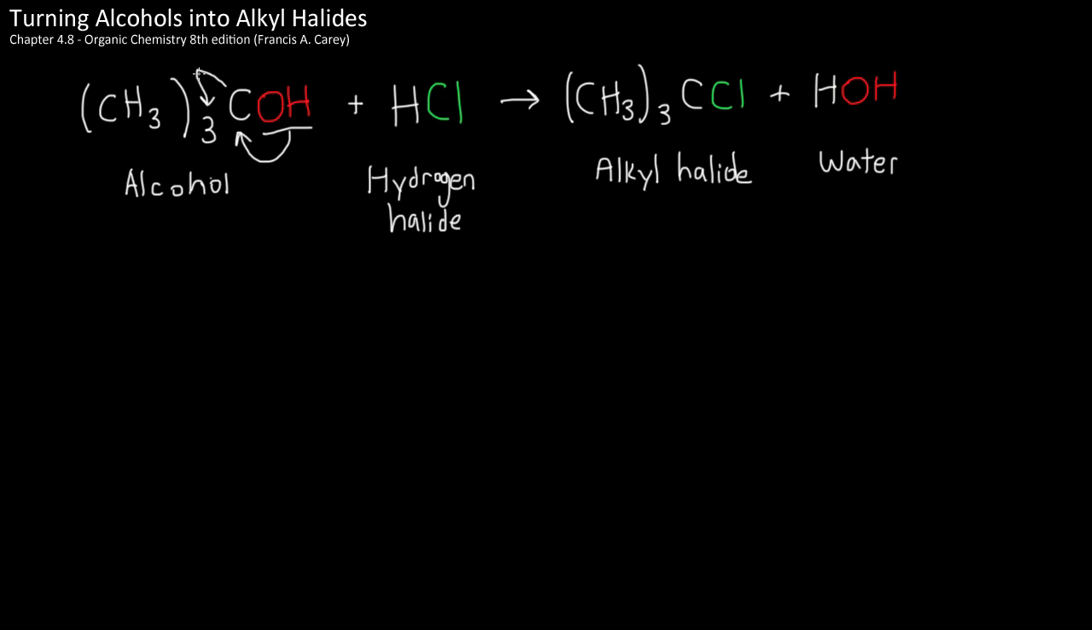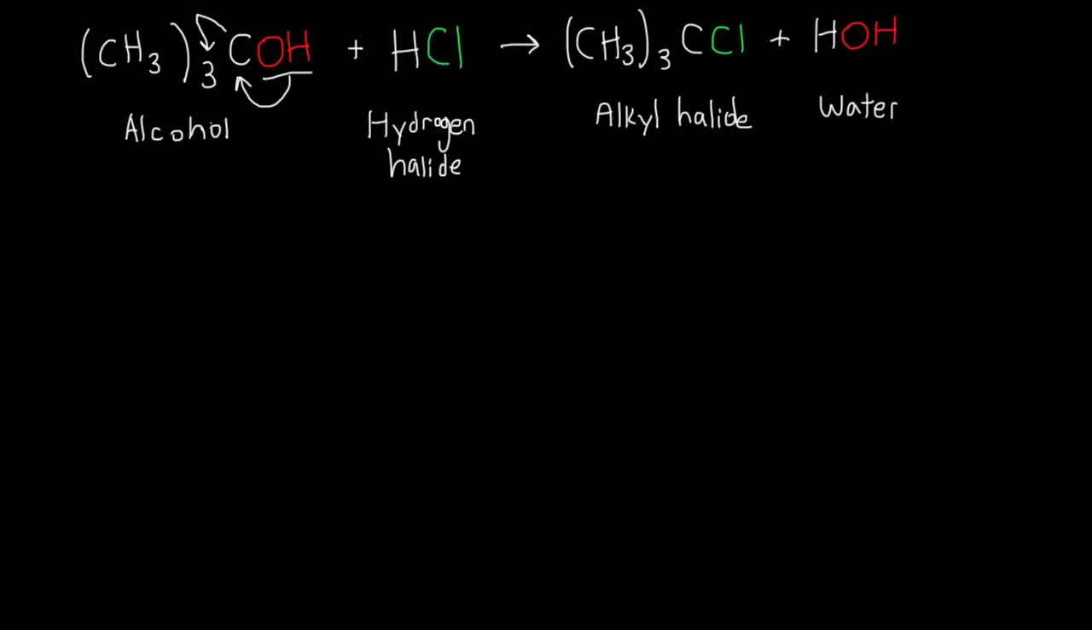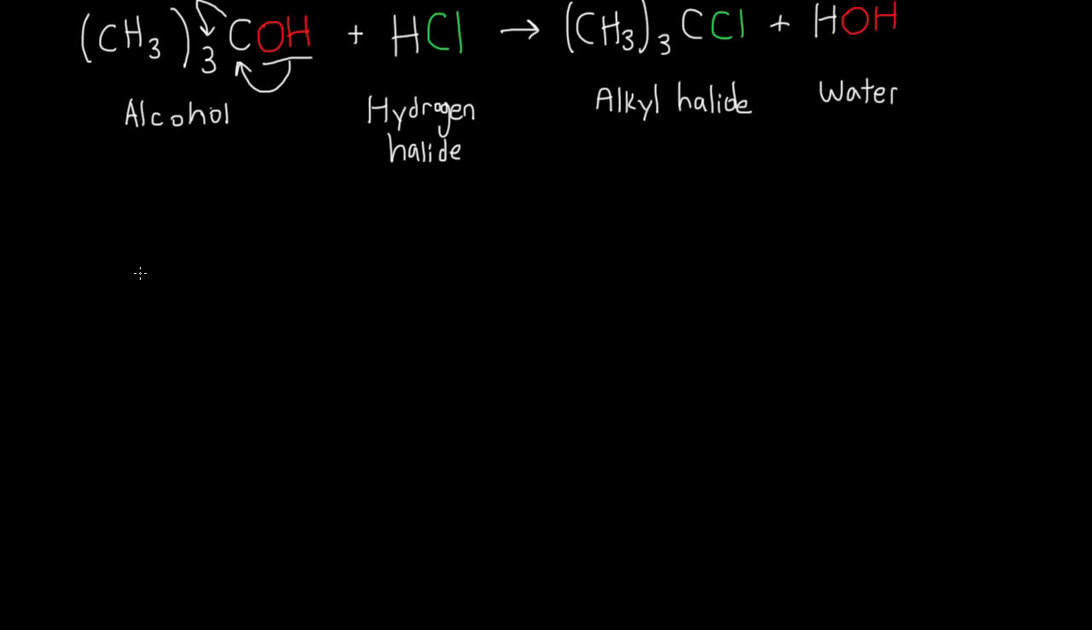So this is the overall reaction, and we're going to have our alcohol reacting with some hydrogen halide, which is going to be like an acid, a hydrogen with a halide, so HF, HCl, HBr, or HI. And they're just going to switch. The OH group is going to switch with the halide. In this case, it's chloride. So we're going to go and draw out the process. And a process is a mechanism.